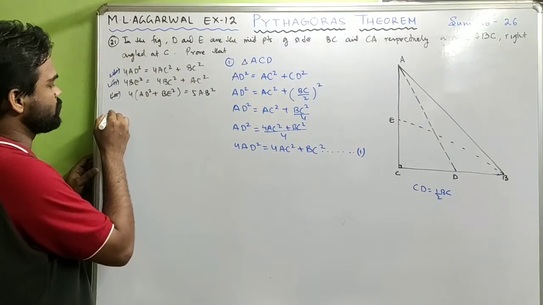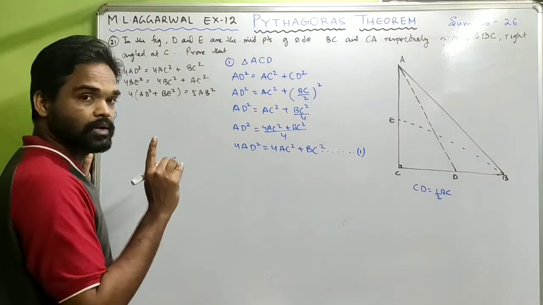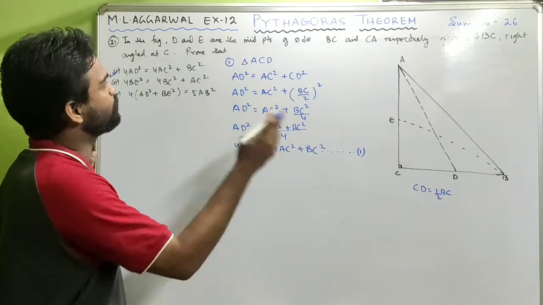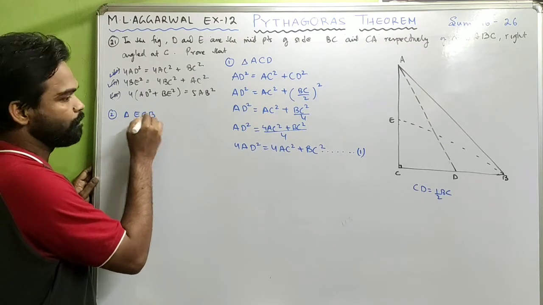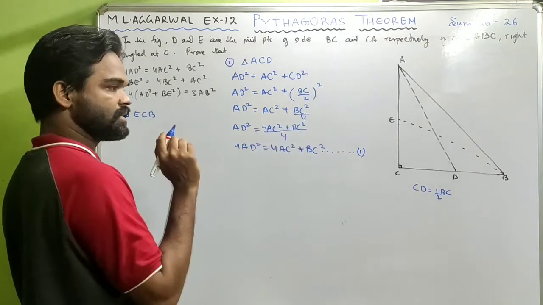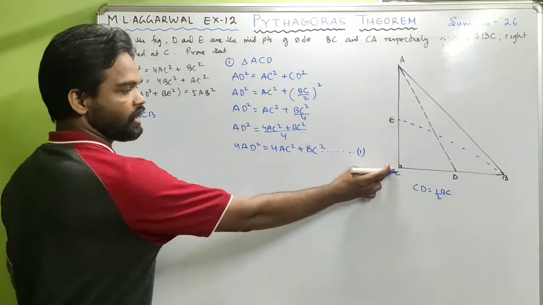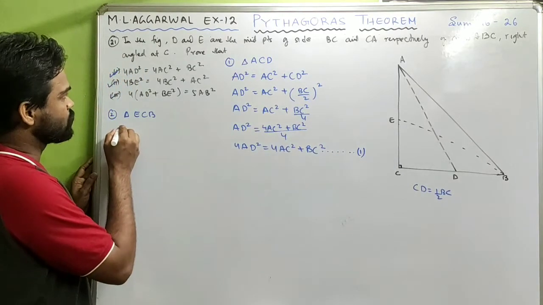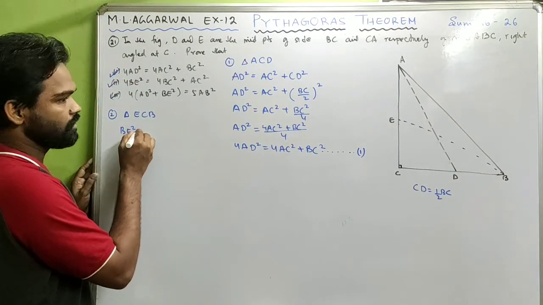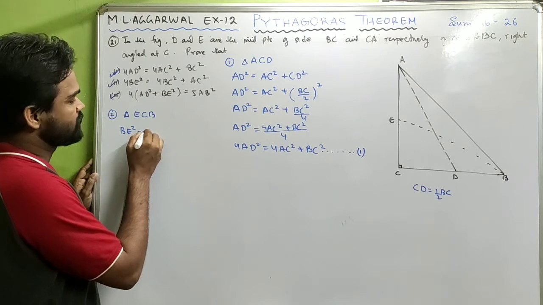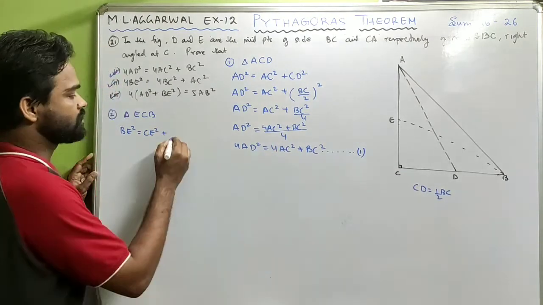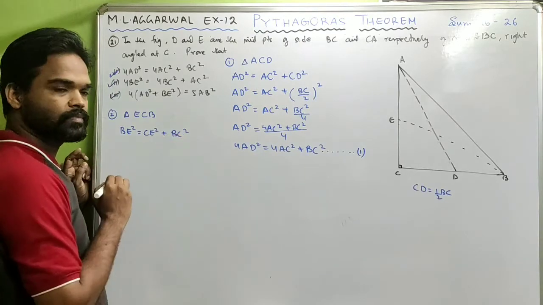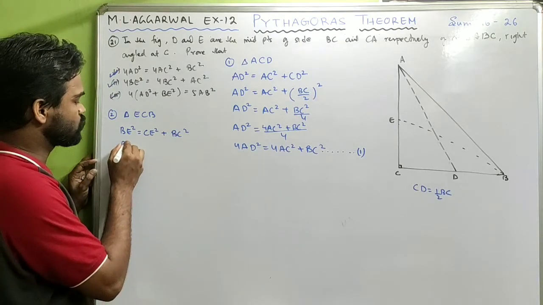Now, part 2, how do I prove it? Look at the triangle ECB. In triangle ECB, if you look carefully, BE is the hypotenuse because it is right angle at C. So BE square is equal to CE square plus BC square. No doubt in that.